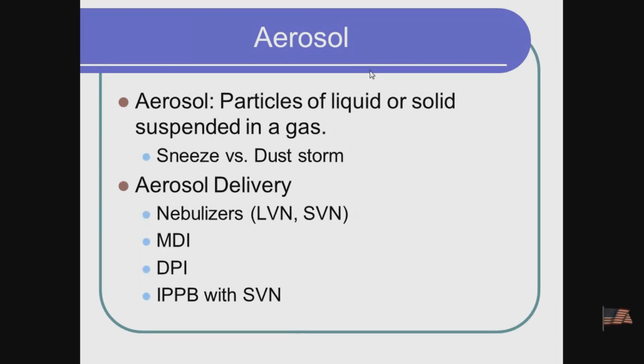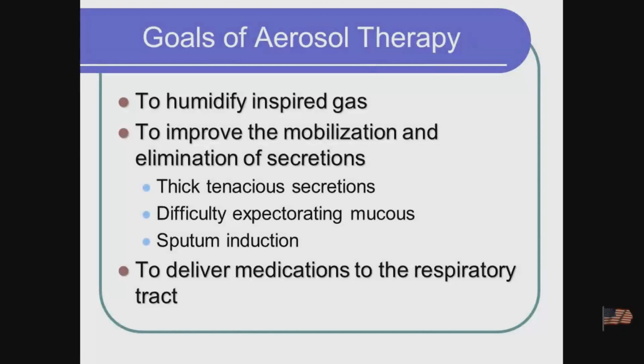It can be a nebulizer, which basically is a device that either has a small volume or a large volume. That's what the LV and SV stand for. Metered dose inhalers, dry powder inhalers, using IPPB as a mechanism to facilitate delivery. All of them work in some fashion. The goals, general goals, this is kind of like right out of Egan.